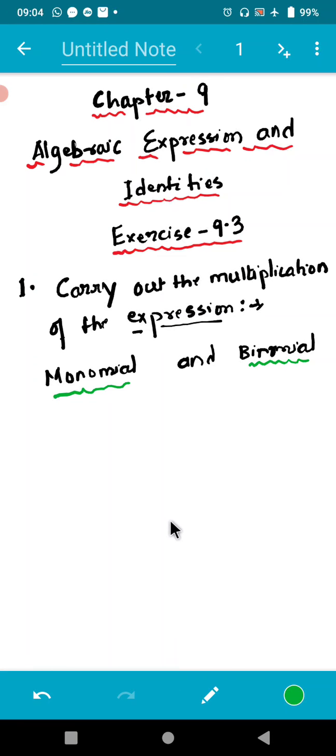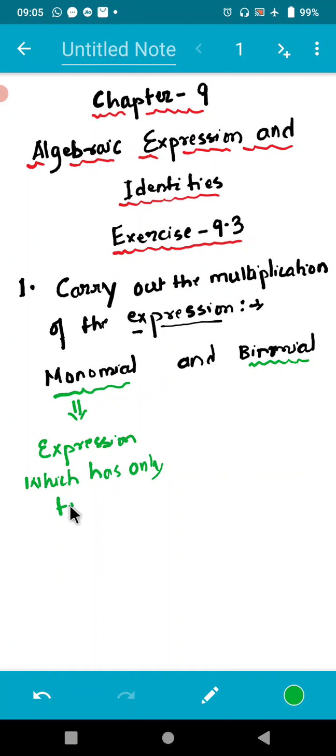So before we start on with the exercise sums, let me just recapitulate what is monomial and what is binomial. So monomial is what, students? It is the expression which has only one term, isn't it? Now if I have to give some example, then we can give 2x, this is only one term, or we can give 4x square, or only y, or 7x square y. These are all monomial, students.